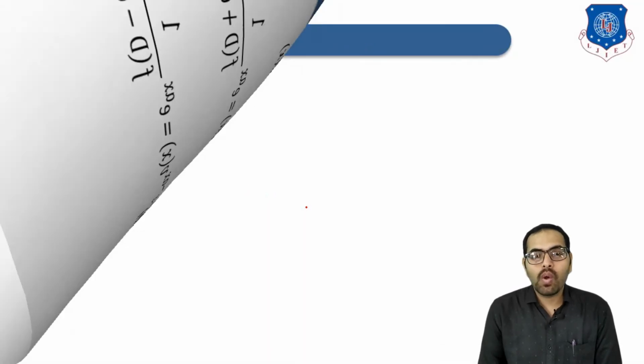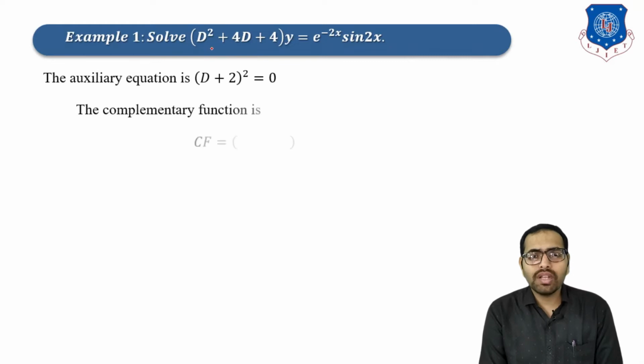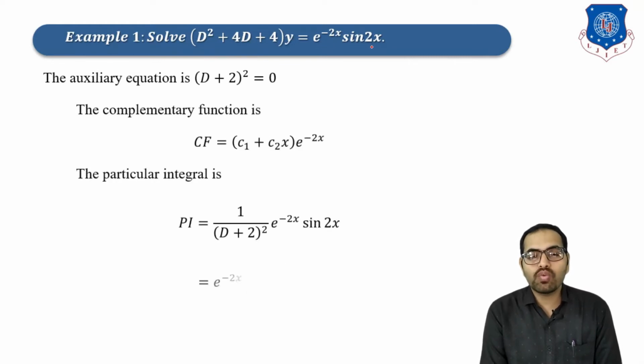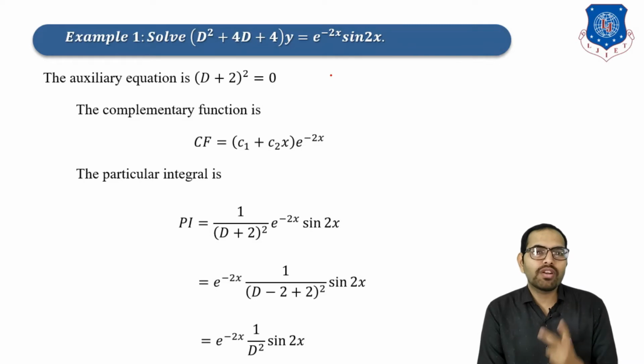Let's move on to one example. Solve (D square plus 4D plus 4) y equals e raised to minus 2x sin 2x. Whenever we find the general solution we require two solutions: one is the complementary function, another is the particular integral. The general solution is the combination of the complementary function and the particular integral.